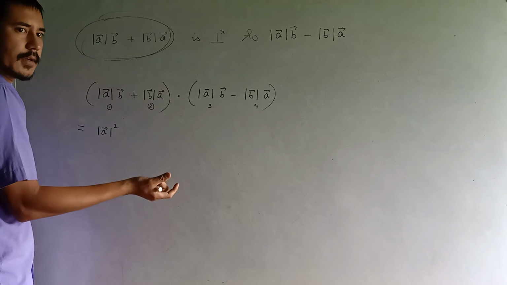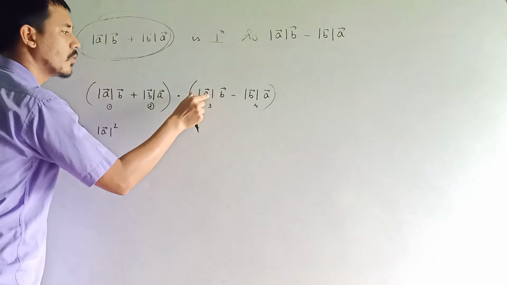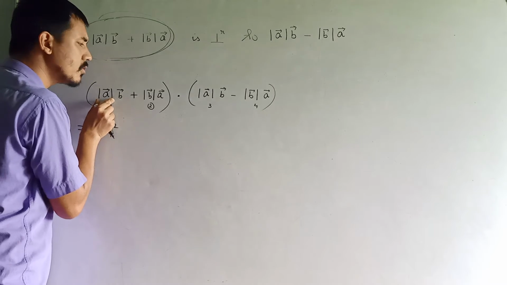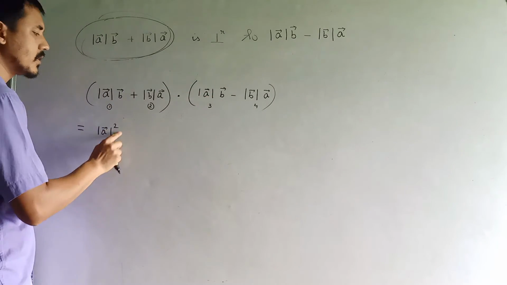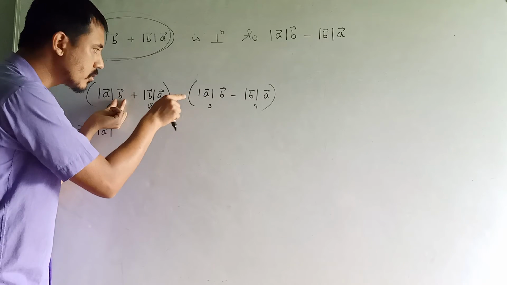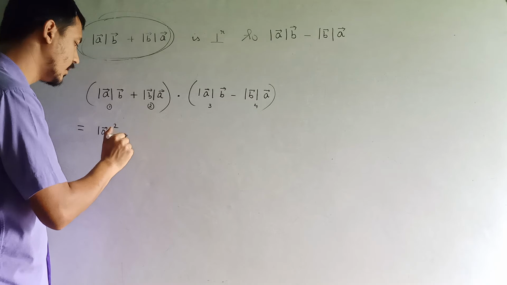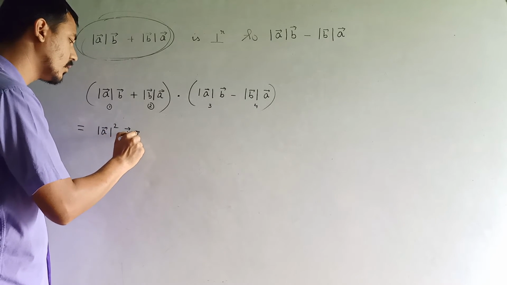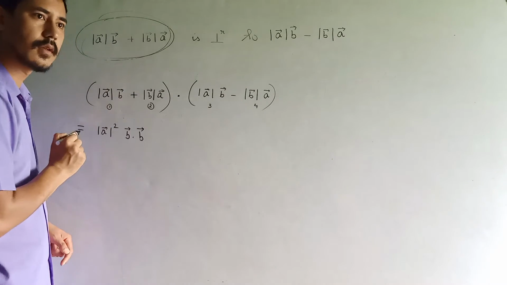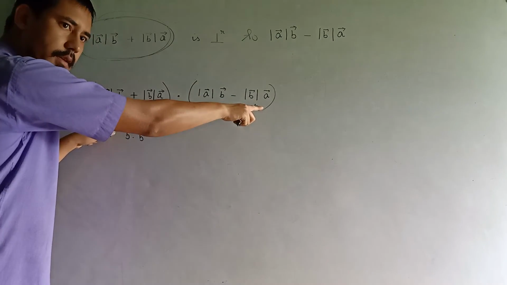Magnitude means it's a scalar, right? So scalar into scalar, magnitude of A into magnitude of A, magnitude of A square, scalar only. But B is a vector, so the dot product will be defined. So vector B dot vector B. That is terms 1 and 4.